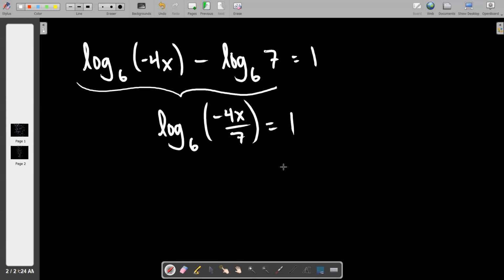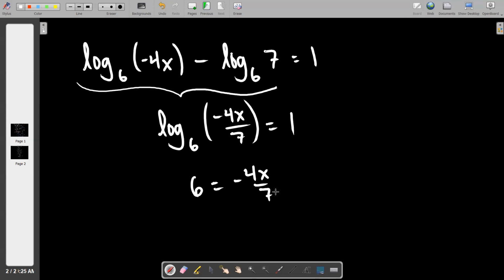Equals 1. And again, I can't drop the logs on a problem like this just because it's not a log on the right side. What's my next equation going to say? Good job. 6 equals negative 4x over 7. That's the water cycle, base to the log equals argument.